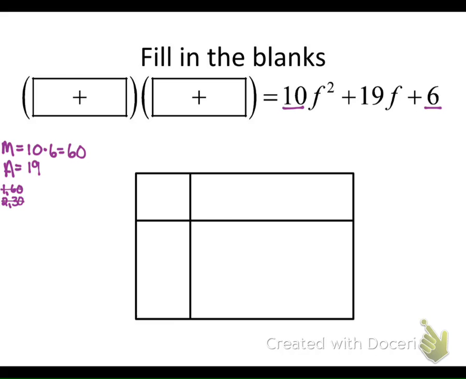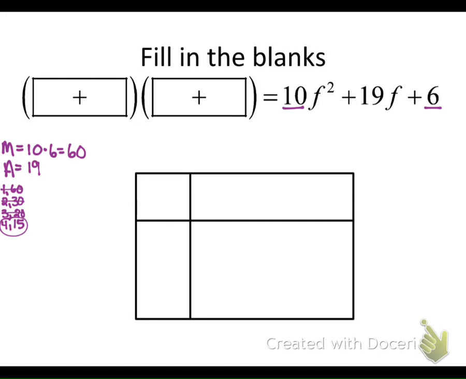3 times what gets me to 60? 20. 3 plus 20, does that equal 19? No. Can I do 4 times something to get me to 60? 15. Okay. 4 plus 15, does that get me to 19? Yes. So once I find my M and A, my numbers, I stop. I'm not going to keep writing all the unnecessary factor pairs, so I just stop.